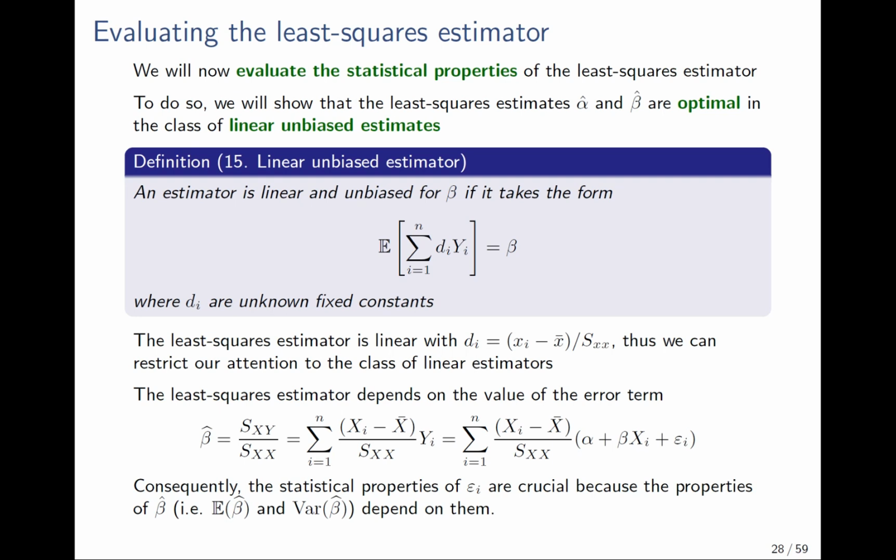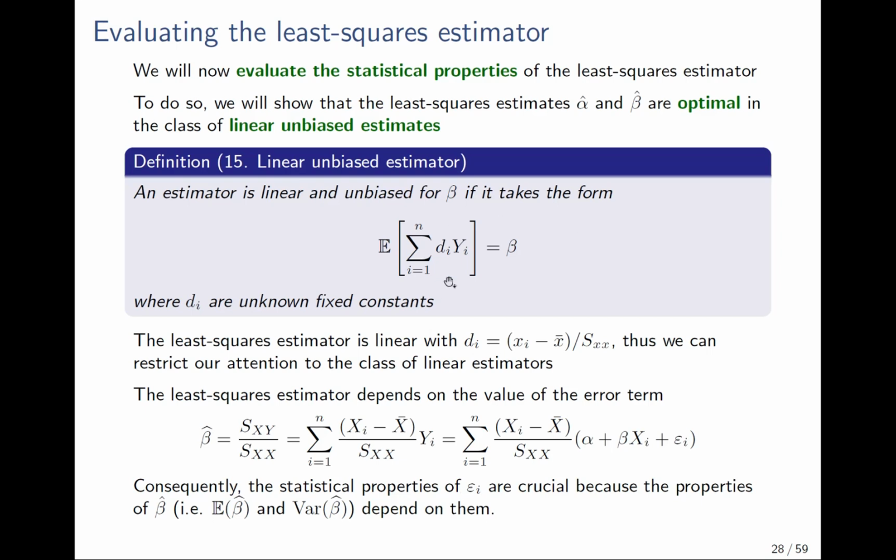Second point is the least squares estimator depends on the value of the error term. And this is very easy to show. So beta hat, we'll focus on beta hat, it's the ratio of the sum of cross products to the sum of squares of x, which can be written in this form here, linear estimation form. It's a linear function of the y's. We expand y and we get the error term here. So consequently, the statistical properties of this error term are crucial, because the properties of beta hat, that is its expectation and its variance, are going to depend on them. In fact, the sampling distribution of the estimates depends on the distribution of the error term.